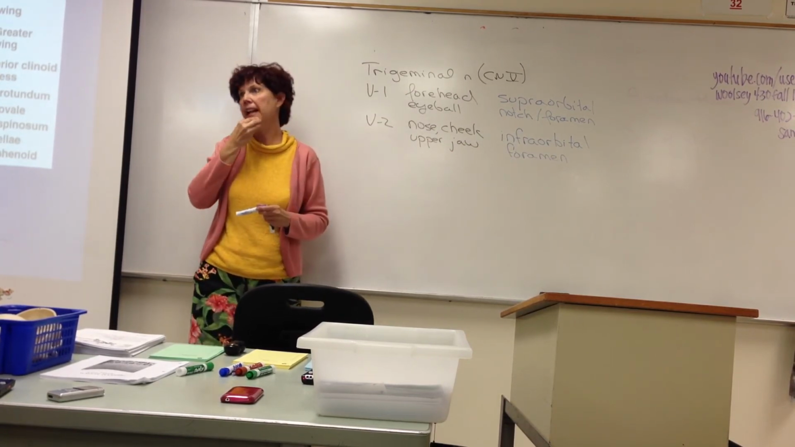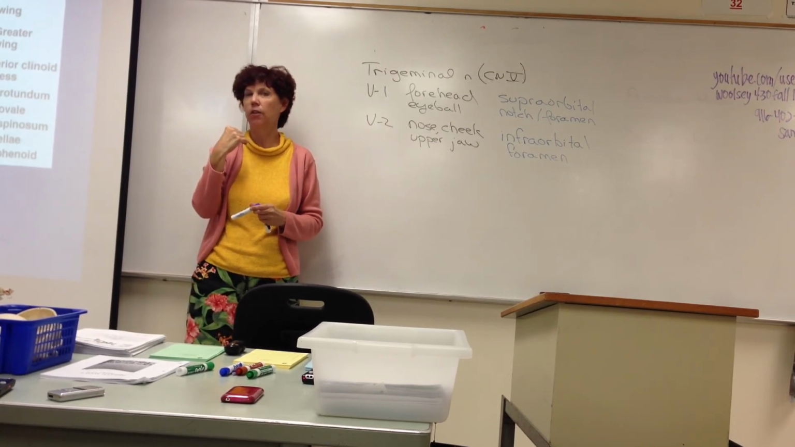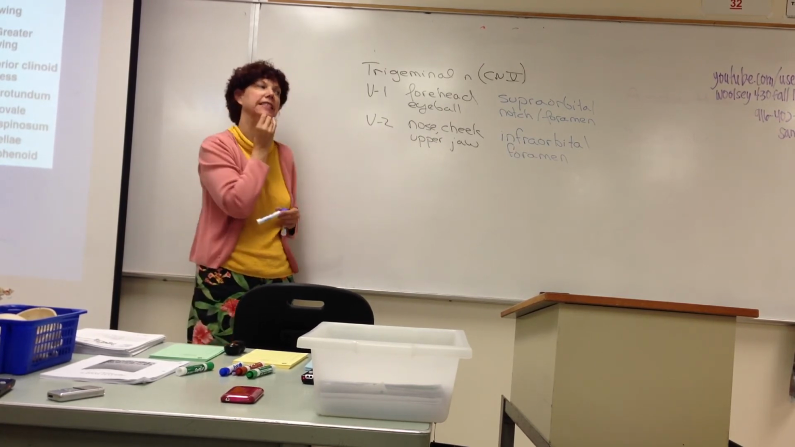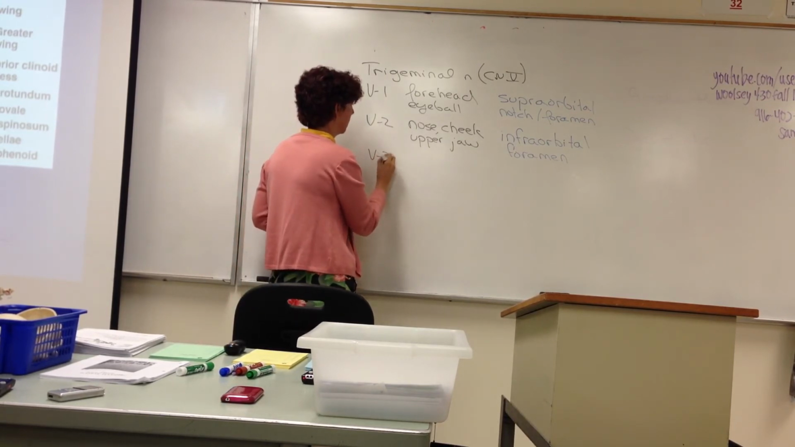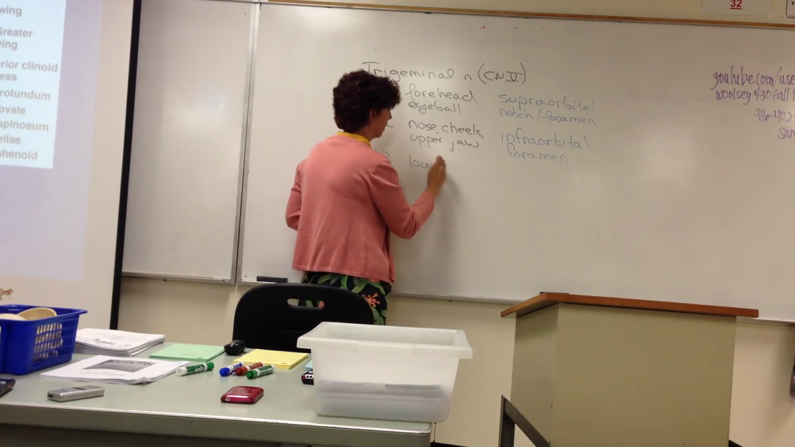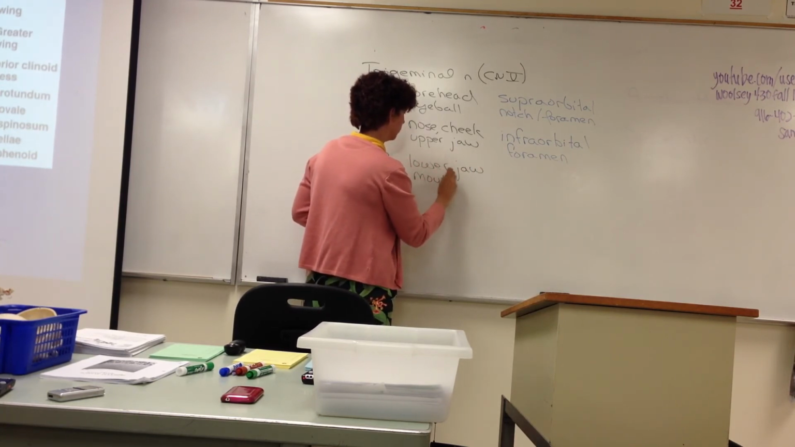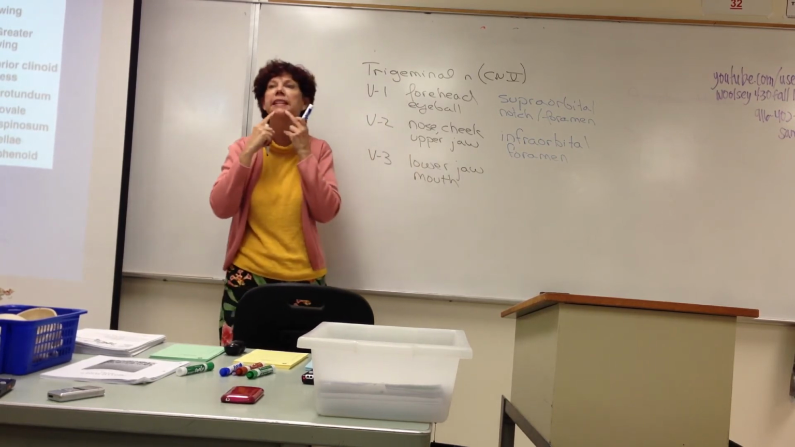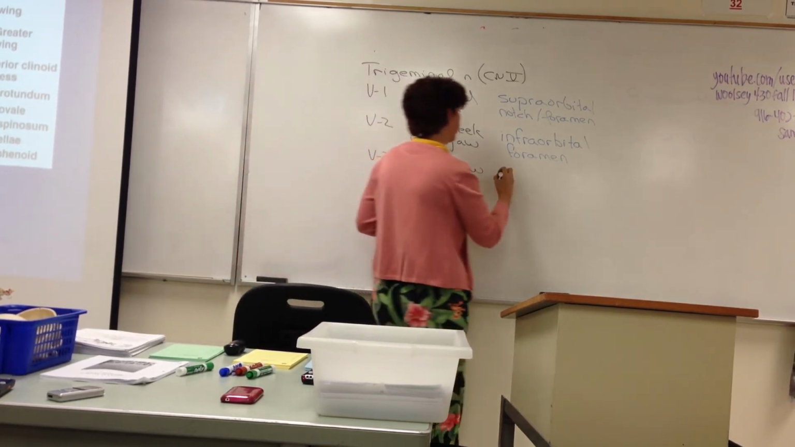And then the third branch is for the lower jaw. Okay, so inside your mouth, again, if you bite your tongue or you have a toothache or the skin over your chin. The lower jaw, and mouth. And the two openings in the mandible are the mental brain.